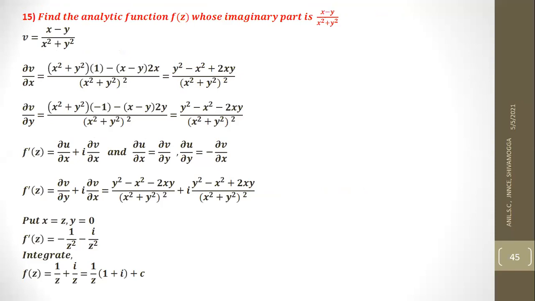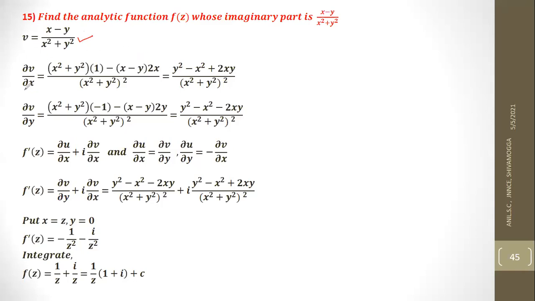Next one. Find the analytic function f of z whose imaginary part is x minus y divided by x square plus y square. Same kind of problem. Imaginary part is given, therefore it is denoted by v. Let v is equal to x minus y divided by x square plus y square. Now differentiate partially with respect to x and then partially with respect to y.